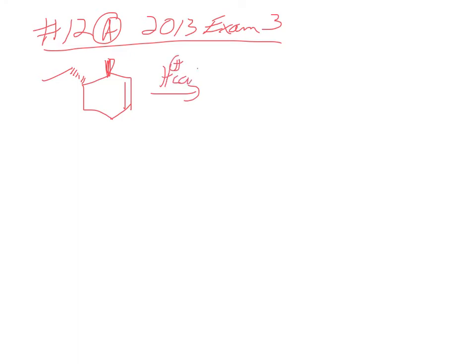Quiet down. So let's do the mechanism for this. It's actually very similar to the one we just did, but with a little added wrinkle here. Again, H plus is a catalyst. Now it has water as a solvent. Number of carbons, 1, 2, 3, 4, 5, 6, 7, 8, 9.